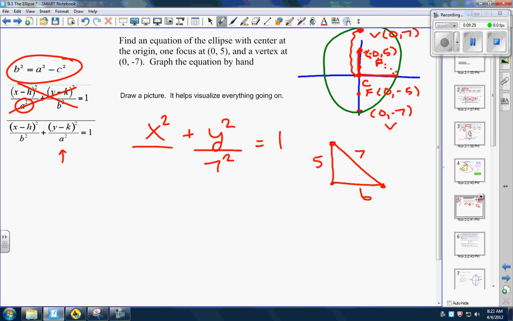Okay, so let's find that real quick before we head over to part 2. So 49 equals B squared plus 25. That means B squared equals 24. That means I can go plug a 24 in here. So in part 2, we'll finish up this equation and graph this guy appropriately.